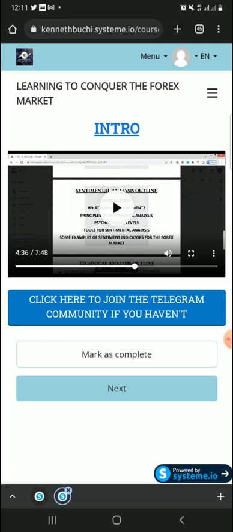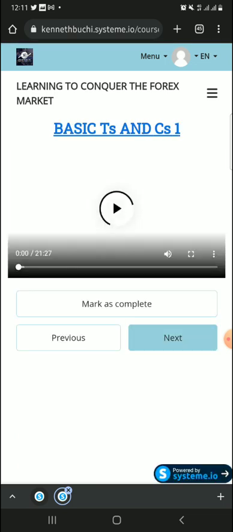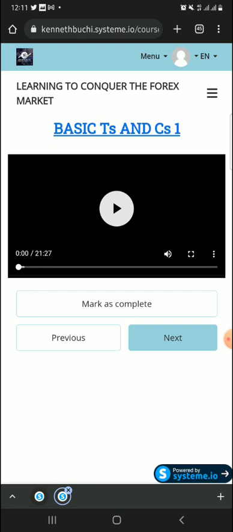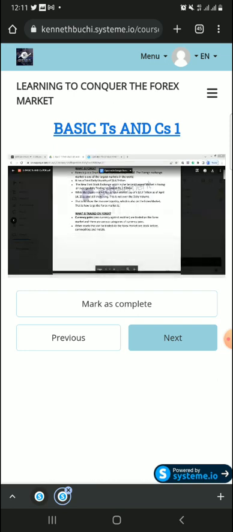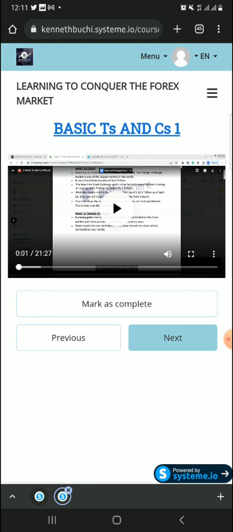Now, right here, you can see a button that you click if you want to join the Telegram community. And when you're done, you just mark as complete, and it goes over to the next one. Now, the next one is basic terminologies and concepts 1. If you play it, you get what you are meant to get. You mark as complete. You go over to the next one.